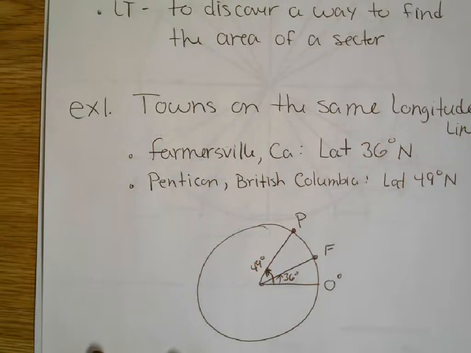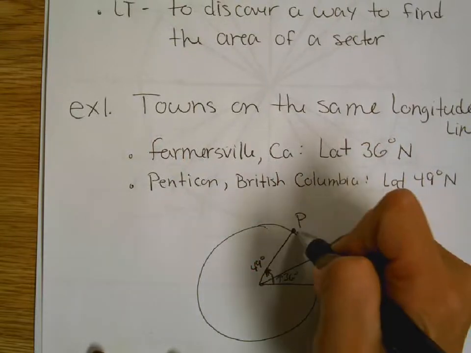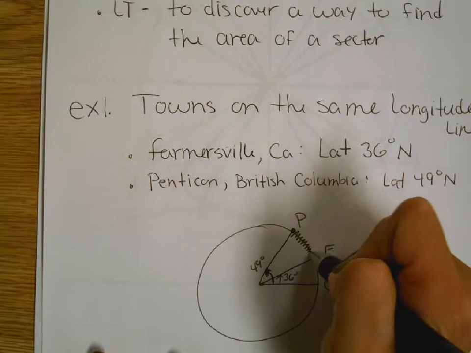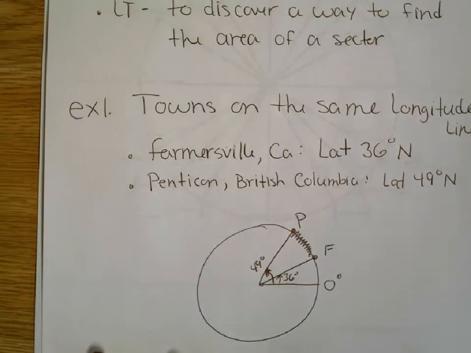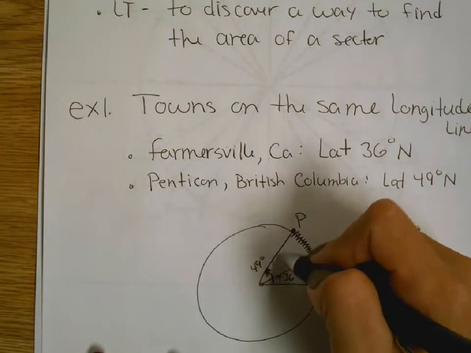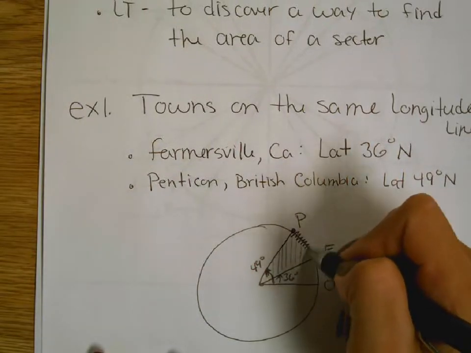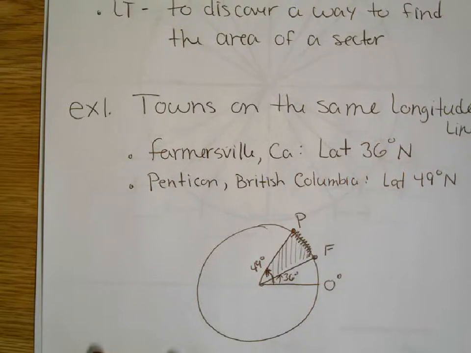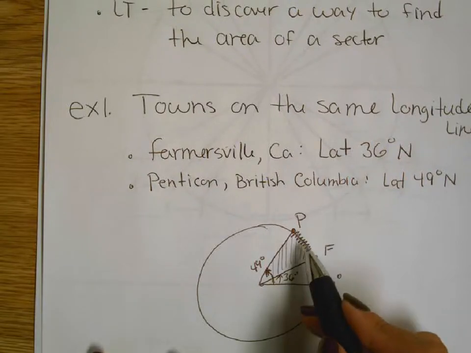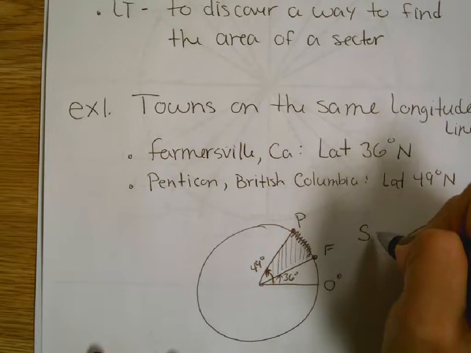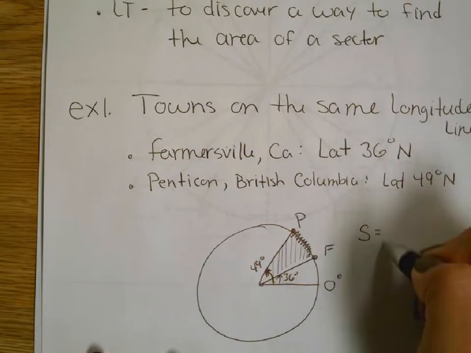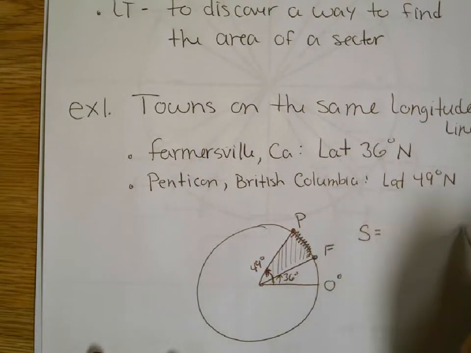And you can see, because they're on that same longitude line, that the distance between them is just the arc length of a circle. Arc length on that piece of pie. So the piece of pie we're talking about is right here. That little sliver up there. So to get this arc length, we need the fraction of the circle times the circumference. So the same thing we did yesterday.